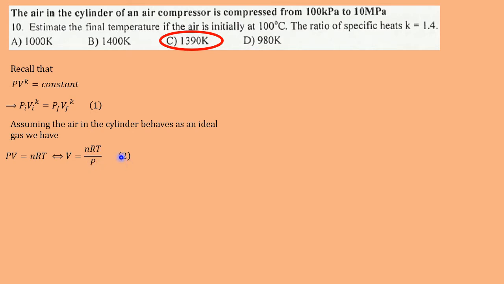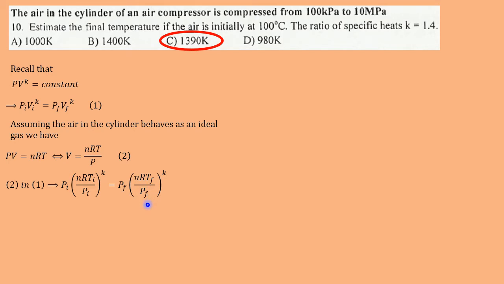That's equation 2. So at this point we are trying to introduce the temperature, but we are eliminating the volume because we don't have information about the volume. So we'll try to eliminate that because we have information about pressure and temperature. Now when equation 2 is substituted in 1, taking into consideration the initial and final states, we're going to have Pi times nRTi over Pi raised to the K to be equal to Pf times nRTf over Pf raised to the K.